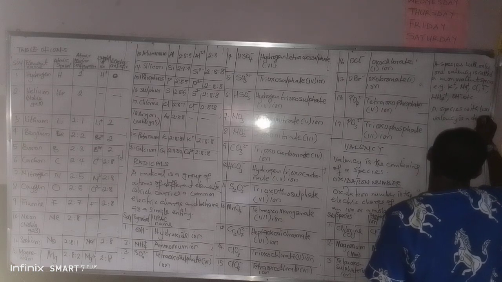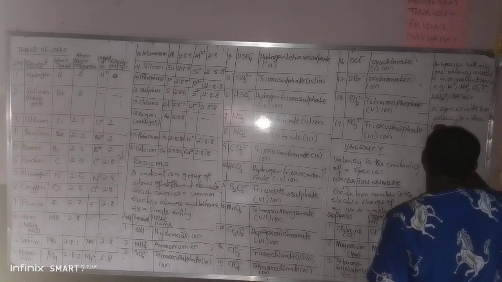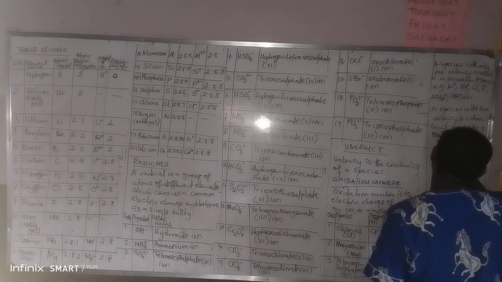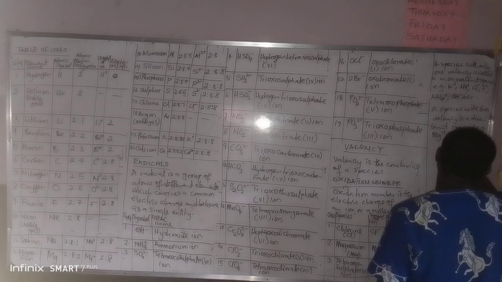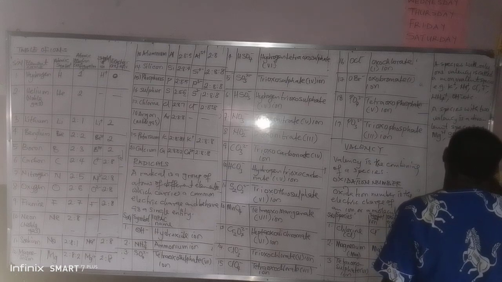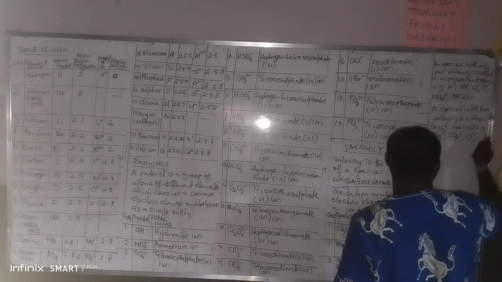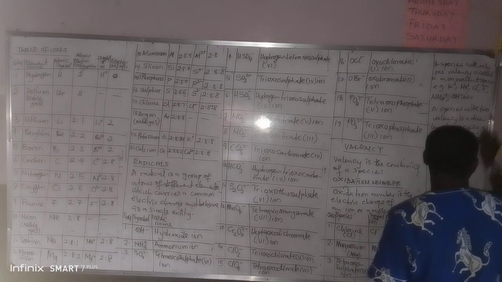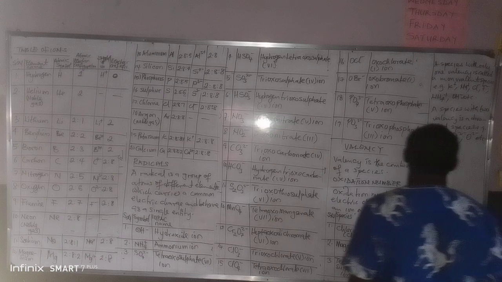is a divalent species. E.g., let's look at Mg2 plus, let's look at SO4 2 minus, O2 minus. They carry 2, 2, and so on and so forth. They are divalent, whether positive or negative.